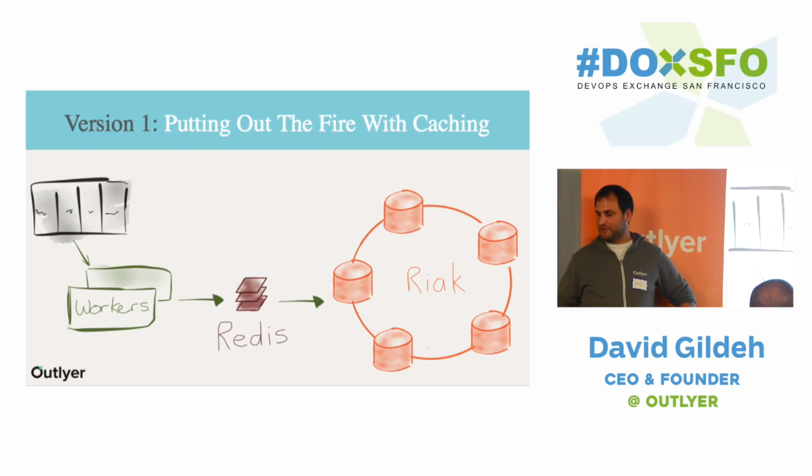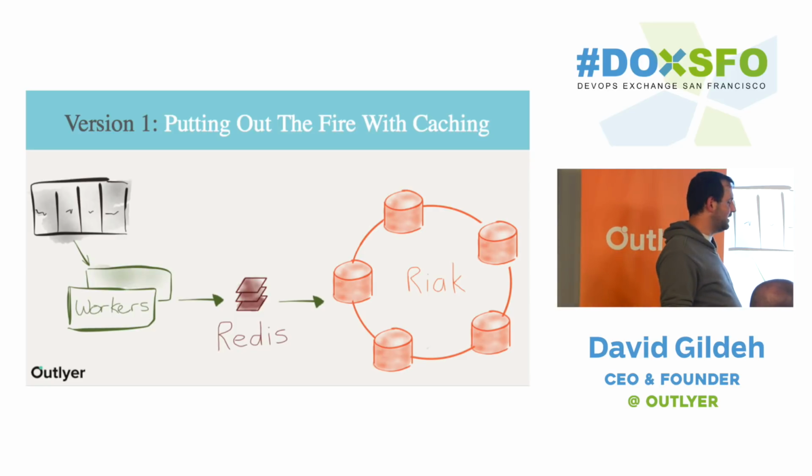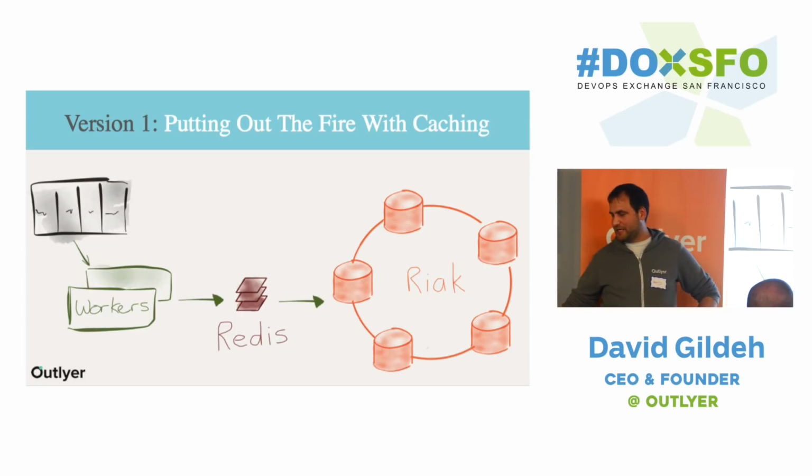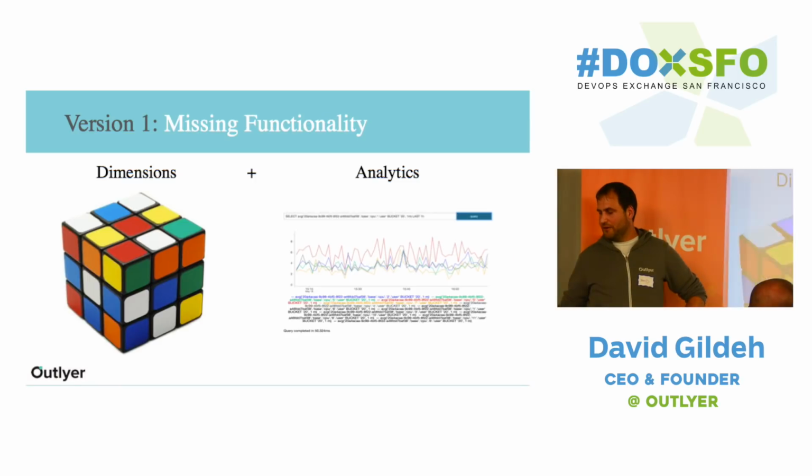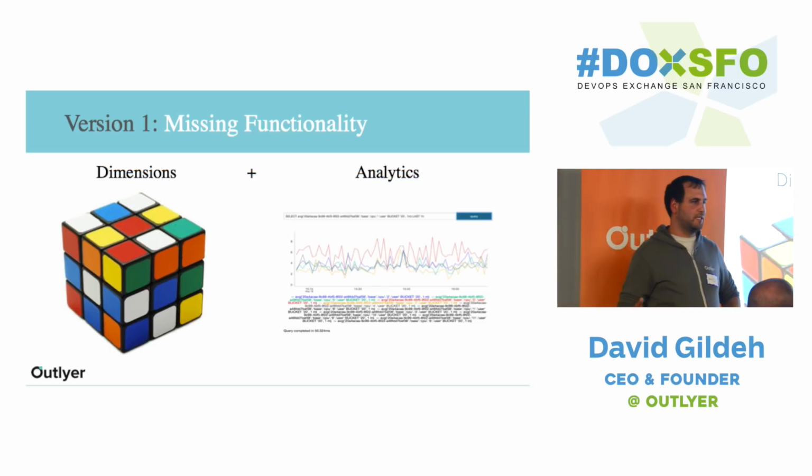So we did what every good DevOps team does, and we solved it with caching. We put Redis in front of it, and that actually worked really well for a while. But when we took a step back and looked at what we actually wanted to do, what does a monitoring tool need in the new world that was evolving of containers and Kubernetes? This was a while back, before that stuff was really popular. We realized that we were going to have dimensional data.